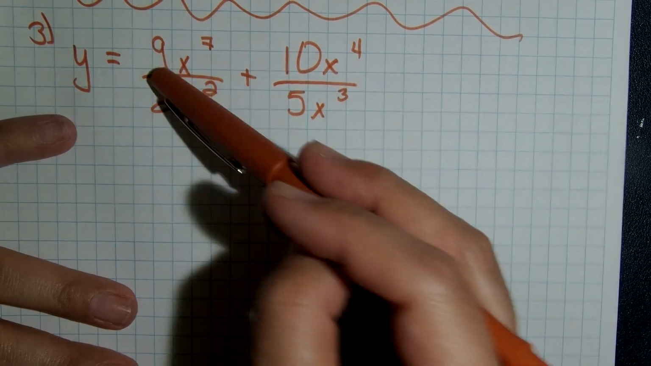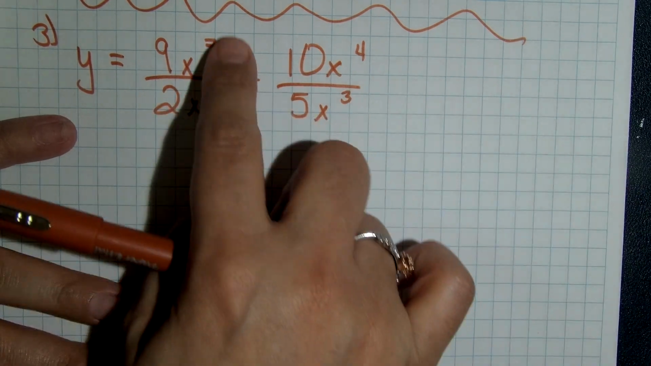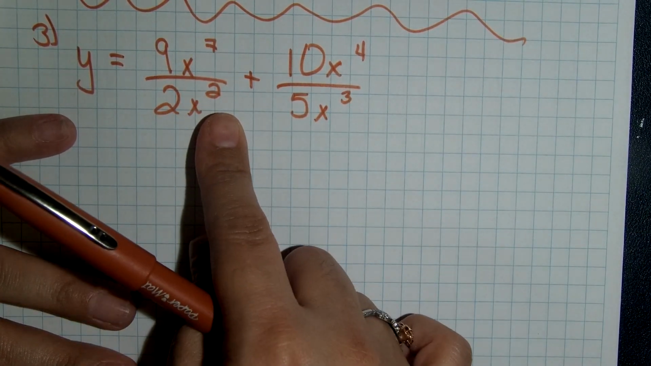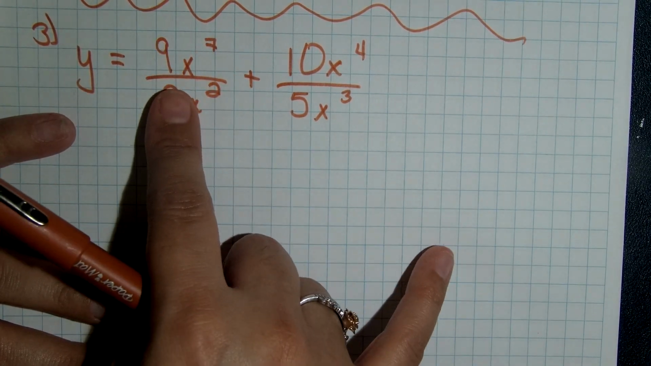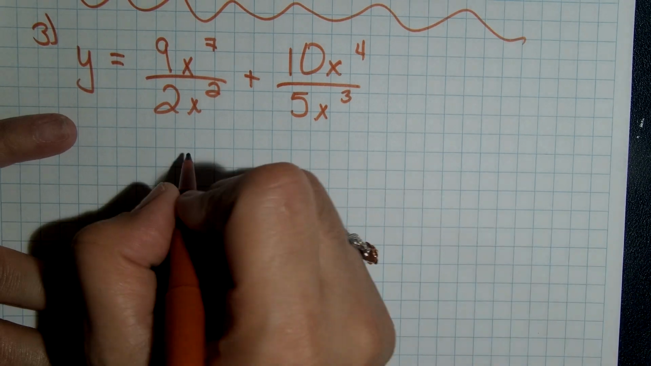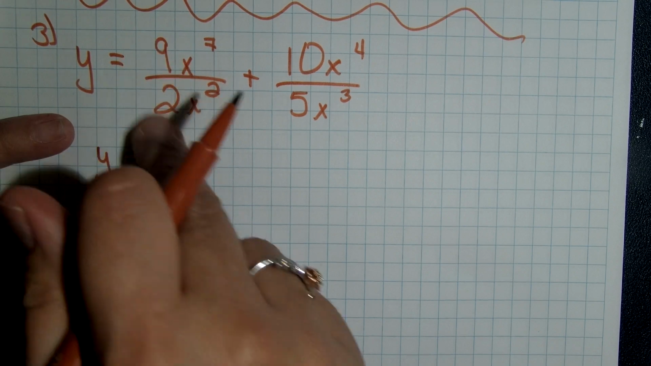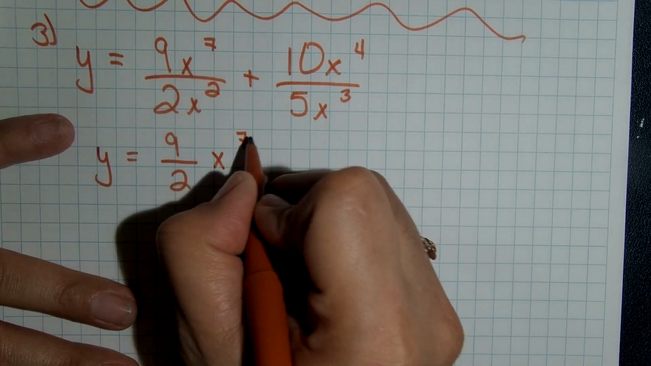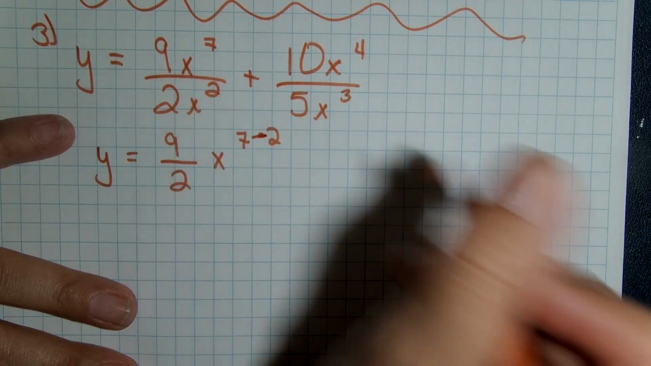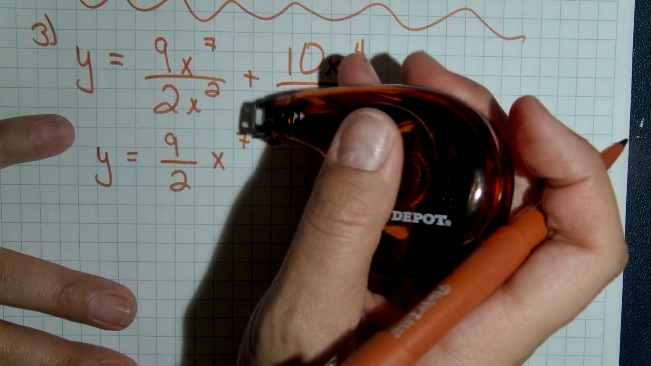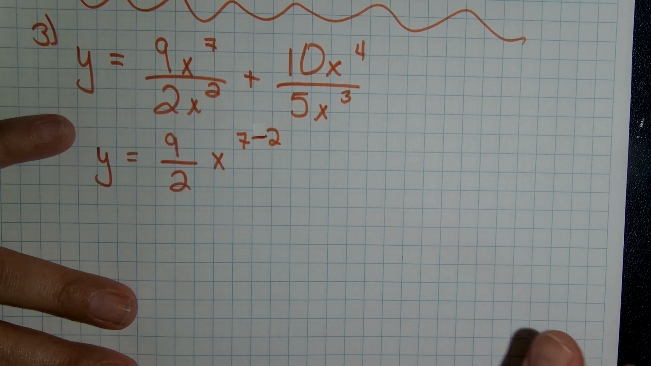So, I need to find the derivative. I cannot find the derivative because I have multiple exponents in the numerator and denominator. So I have to use my law of exponents and subtract the exponents. So I have y equals 9 over 2. You want to keep the fraction by itself. x to the 7 minus 2. And I'm going to stop there and see if you have questions. That is a minus, not a dot. Are there any questions?